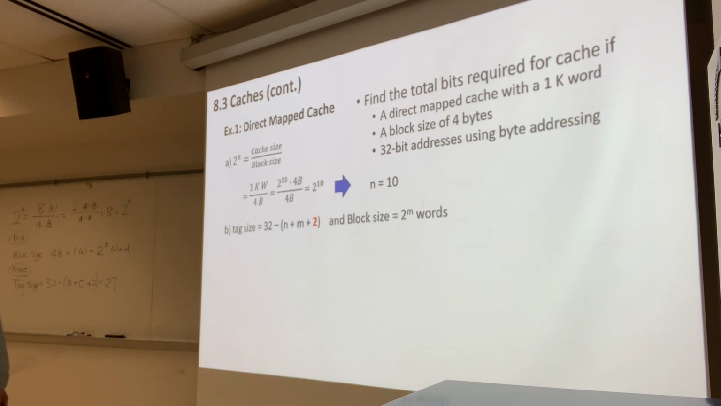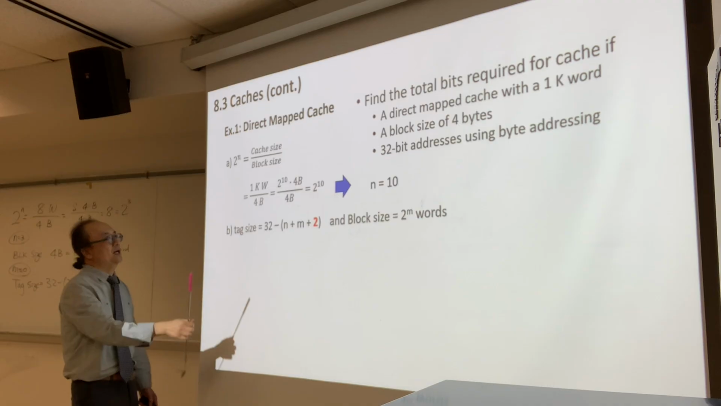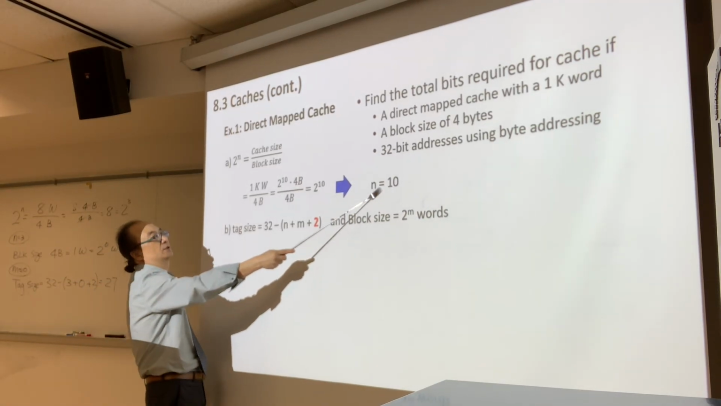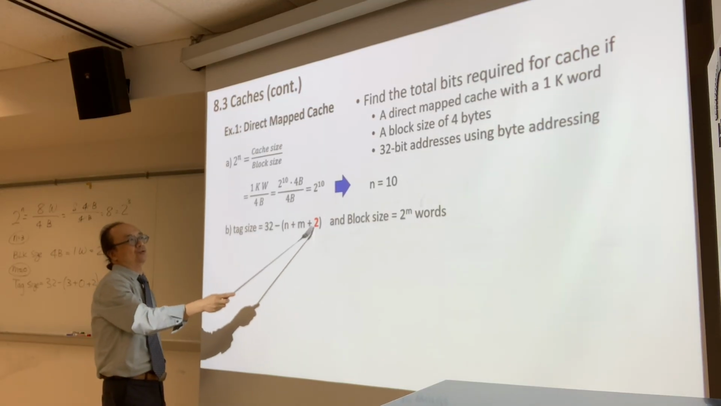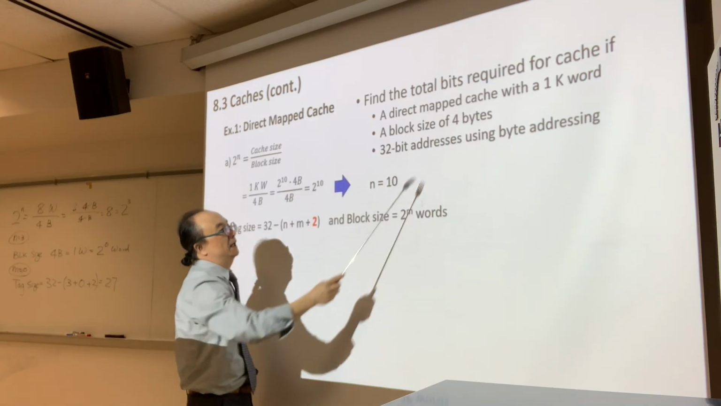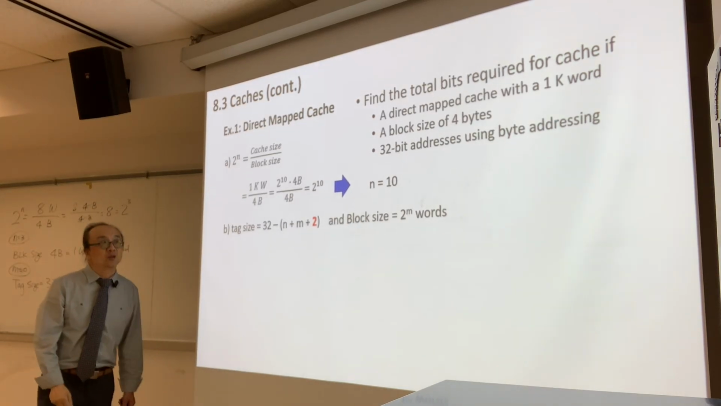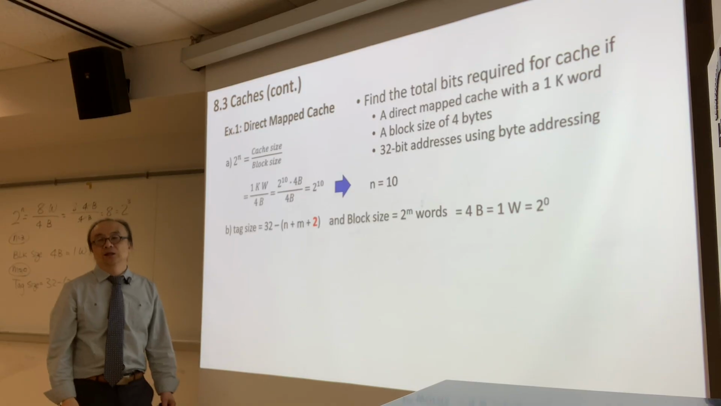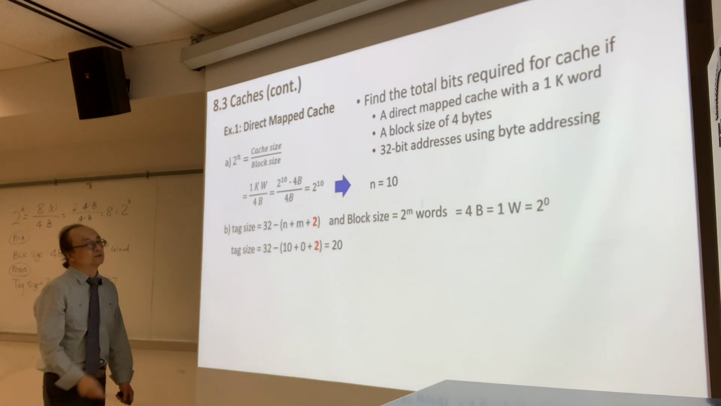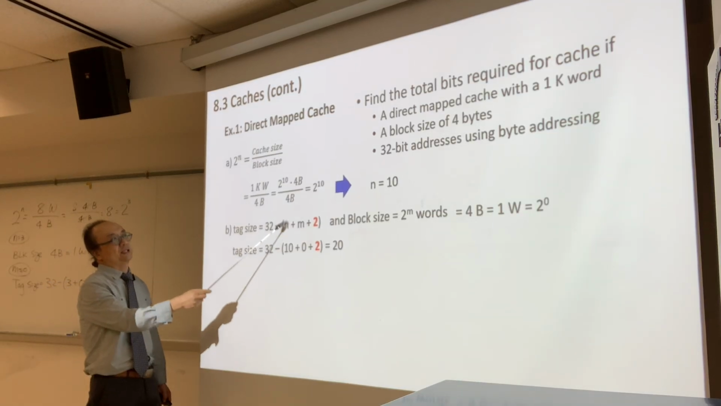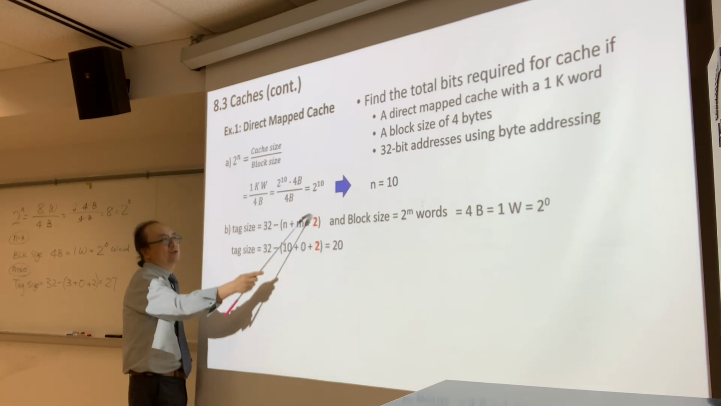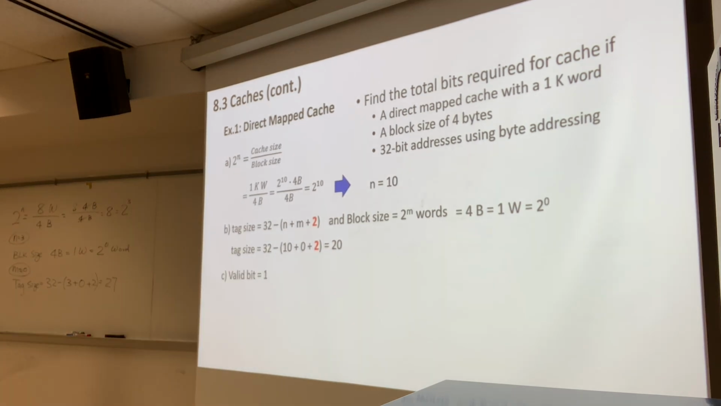Now we need to find the tag size. Tag size is 32 minus n, we found that n equals 10, minus m minus 2. The block size is given as 4 byte, that is 1 word. Therefore, it's 2 to the power of 0. M equals 0. So now tag size is 32 minus 10, we have n equals 10, m equals 0, minus 2, equals 20. The valid bit is 1.